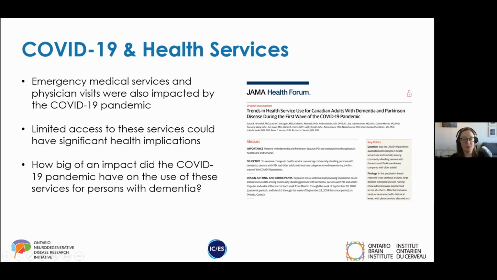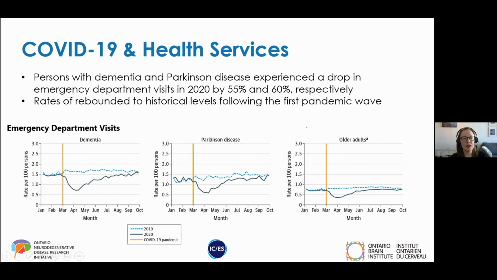And what did we find? Well, what we found was overall there were declines in many of the healthcare services that we examined. So here you can see the rates of emergency department visits for people with dementia on the left-hand side, Parkinson's disease in the middle, and older adults on the right-hand side. So we found that overall there was a substantial decline in the rate of emergency department visits, ranging from 55 to 60%, depending on the group we looked at.